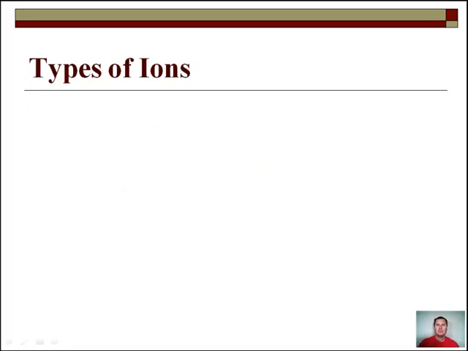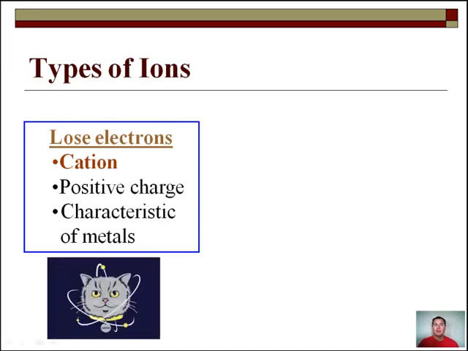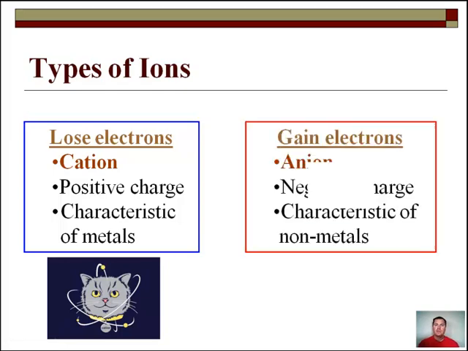Ions fall under two basic categories based on whether they are positive or negative. If you lose electrons, you're called a cation. If you're losing electrons, you have more protons than electrons, and you have a positive charge. This is generally characteristic of metals, which remember we find to the left of that diagonal line on the periodic table. Now if you gain electrons, we call it an anion. It has a negative charge, so you'll have more electrons than protons. This is a characteristic of the nonmetals, which are on the right-hand side of that stair step.